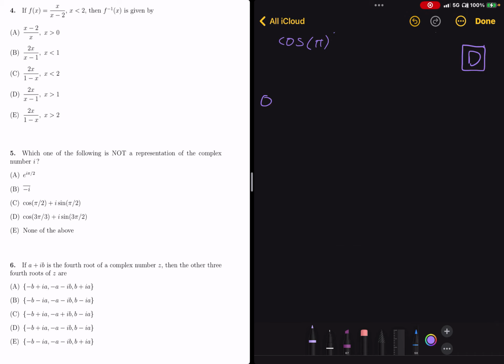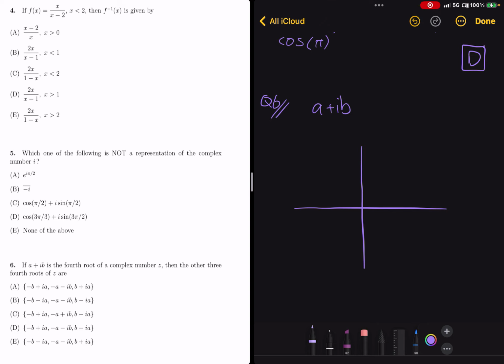So now we'll have a look at question 6. This one's really easy if you know how to do it. We are told a plus ib is the fourth root of a complex number z. What are the other three fourth roots? Well, if you have 4 roots, they're all at right angles. If you have 2 roots, they're opposite. If you have 3 roots, they have 120-degree angles between them. If you have 4, they have 90-degree angles between them.